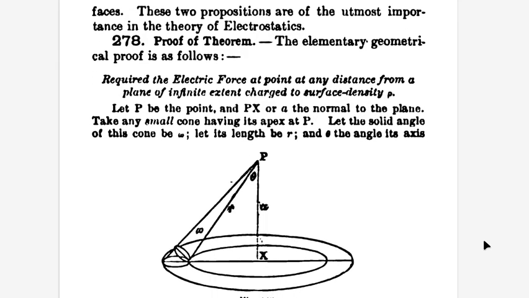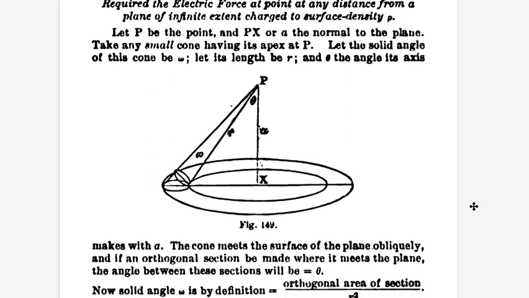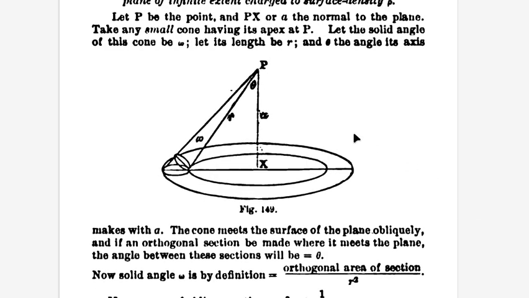278. Proof of theorem. The elementary geometrical proof is as follows. Required the electric force at a point at any distance from a plane of infinite extent charged to surface density ρ. Let P be the point, and PA the normal to the plane. Take any small cone having its apex at P. Let the solid angle of this cone be omega, let its length be r, and theta the angle its axis makes with A. The cone meets the surface of the plane obliquely, and if an orthogonal section be made where it meets the plane, the angle between these sections will be equal to theta.